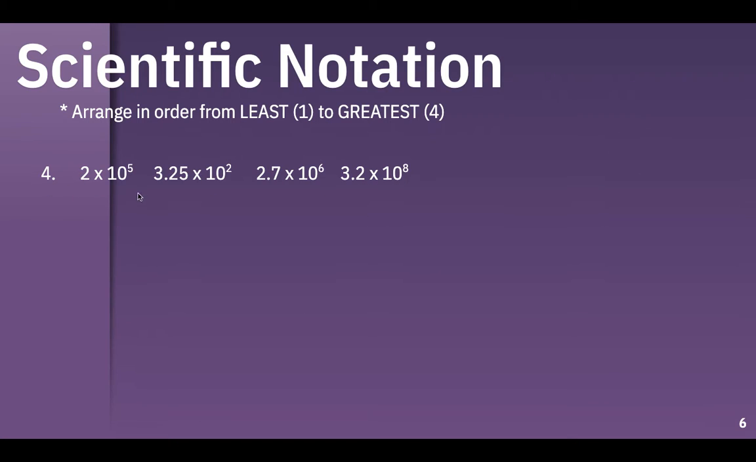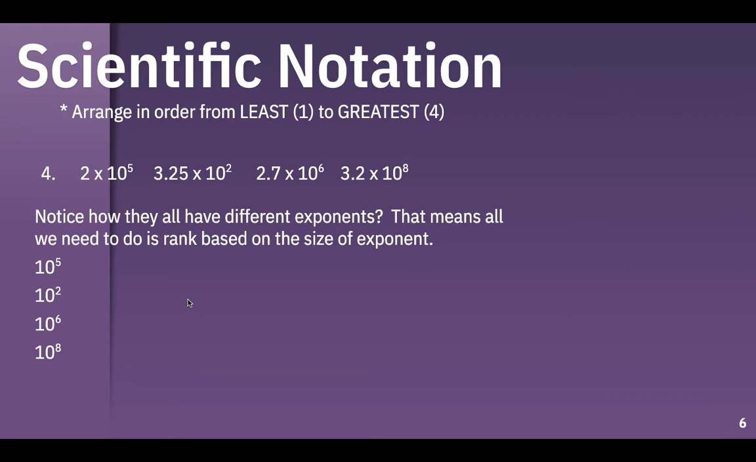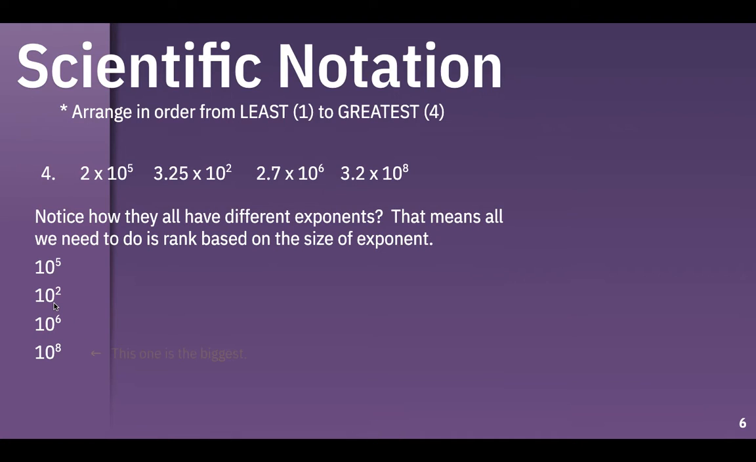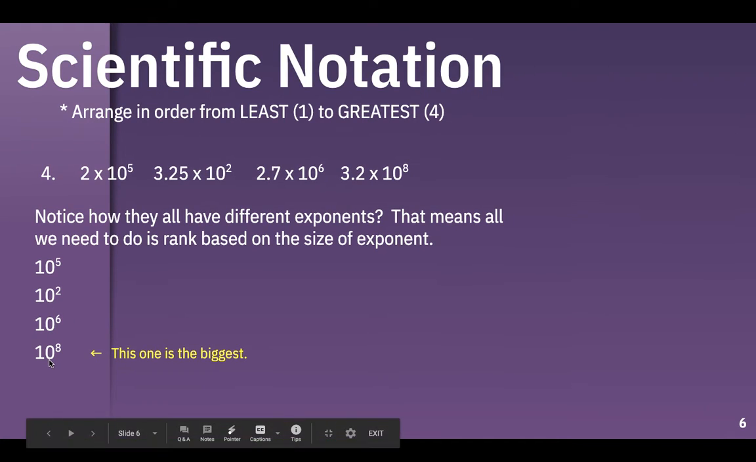We notice they're all in correct form. Our exponents are different this time. So what should we notice? That means that all you need to do is rank based on the size of the exponent. So all we're doing is looking at the exponents, but they're all different. So we have 10 to the 5th, 10 to the 2nd, 10 to the 6th, and 10 to the 8th. So we just put them in order. Our smallest would be 10 to the 2nd, our largest is 10 to the 8th.